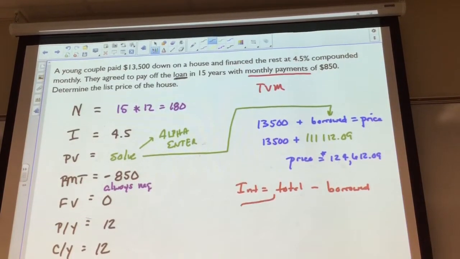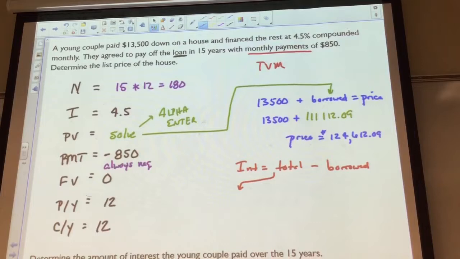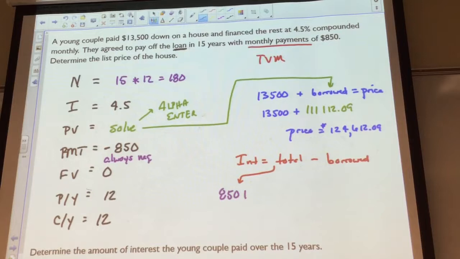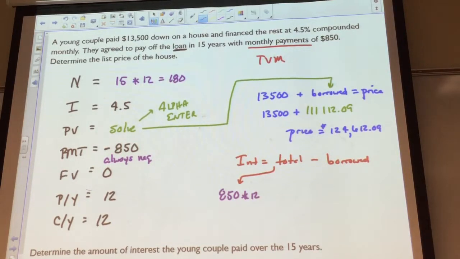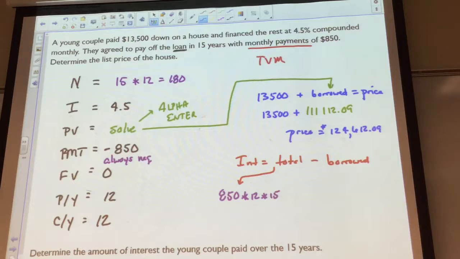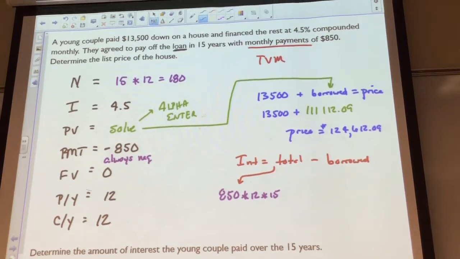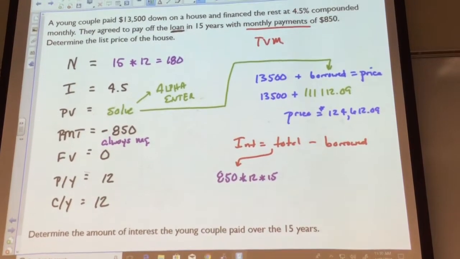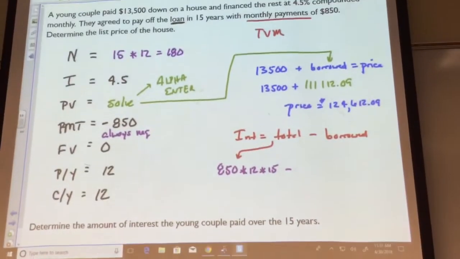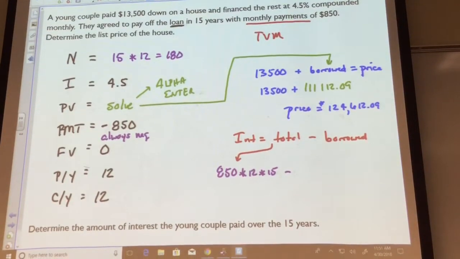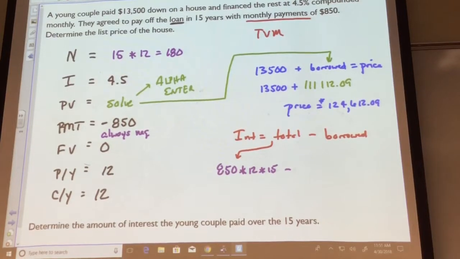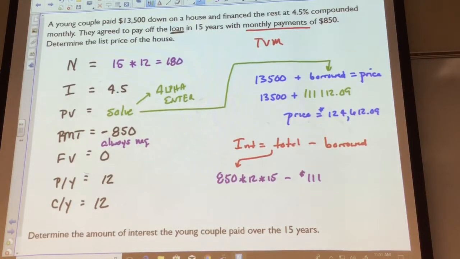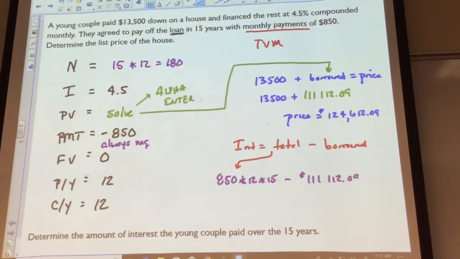And the total amount that you paid was $850 every month for 15 years. Or in other words, it was your payment times your N value. But again, that's not done in the TVM solver. And then you're subtracting what you borrowed, but you didn't borrow $124,000. You didn't borrow $13,500. You borrowed $111,112.09.